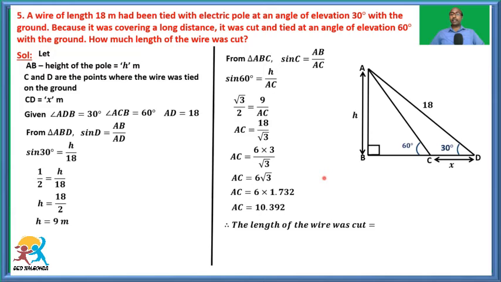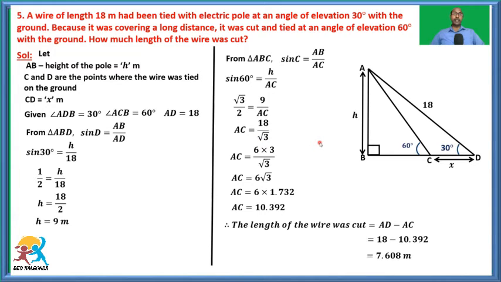So the length of the wire was cut is AD minus AC. So 18 minus 10.392, which is equal to 7.608 meters. Okay.